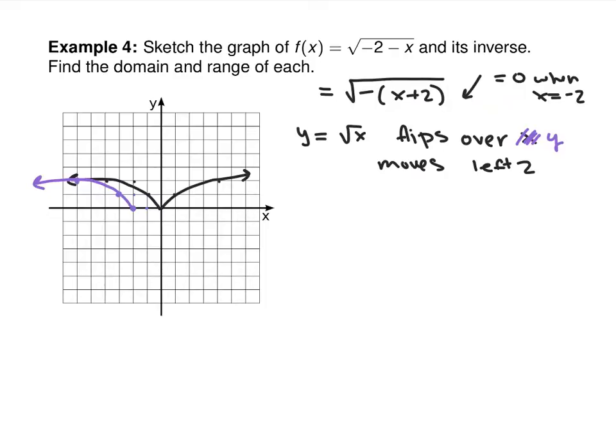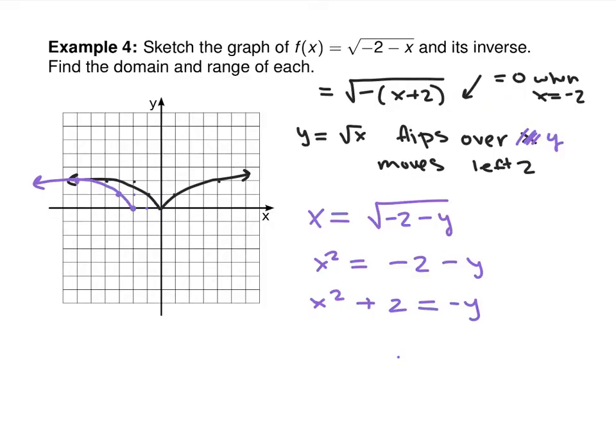Now, let's take that equation and solve for y. So let's take that and make it x equals square root of -2 minus y. What's the first thing you do to undo the square root? Square it. And then you'd add 2, right? Then multiply by -1. So y equals negative x squared minus 2.